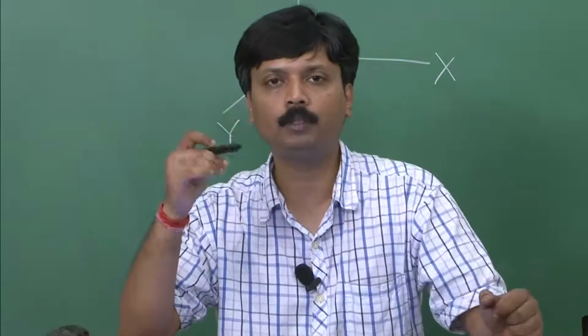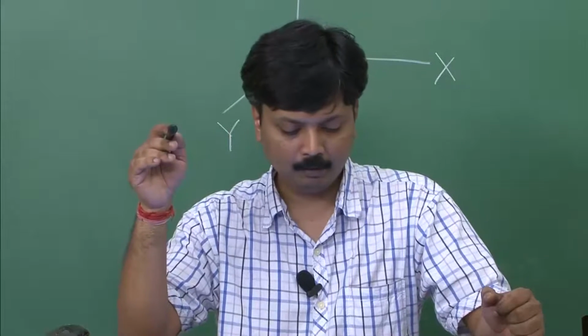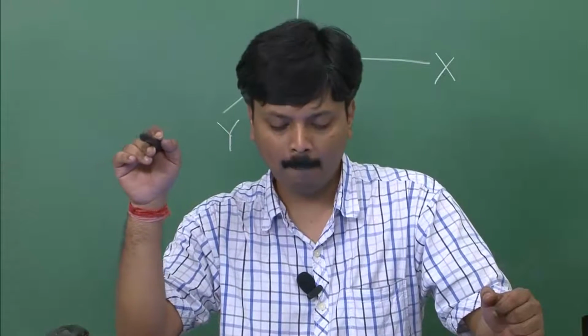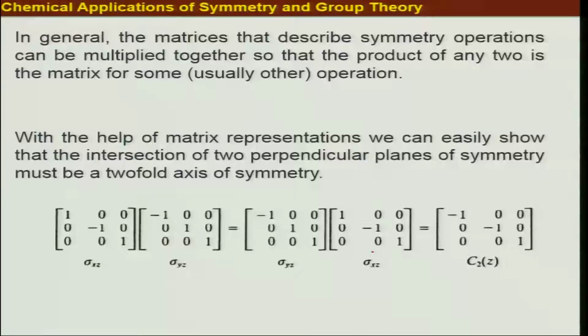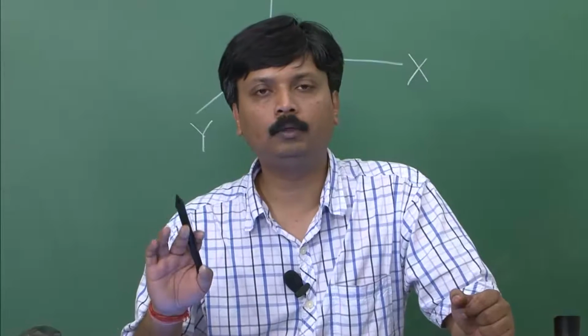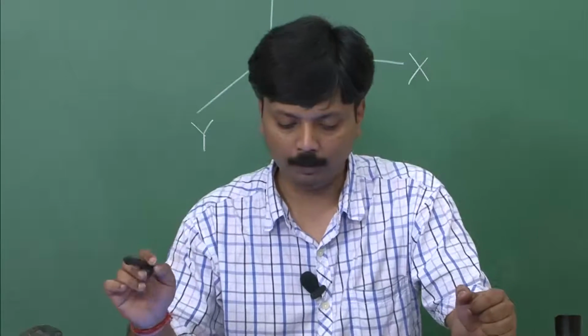So suppose I have sigma xy, sigma xz and sigma yz successively, then I am supposed to get C2. Now if we take the matrix forms of sigma xz and sigma yz and do the multiplication, I will end up getting a matrix representation which gives me C2z. So this matrix multiplication can satisfy the successive operations of these symmetry operations.